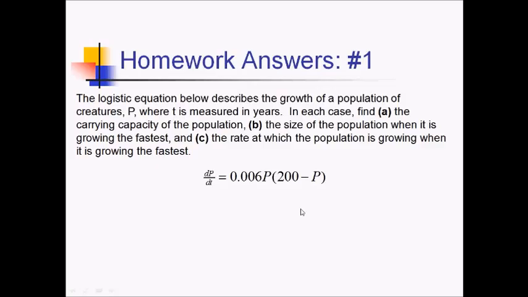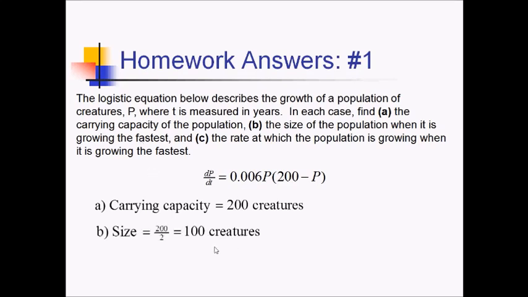For this first problem, we're given this logistic differential equation describing the growth of a population of creatures, and we want to know, among other things, the carrying capacity and some other things that we'll get to later. So our carrying capacity, since this is already in kP(M − P) form, is just going to be this M value of 200. And then for the size of the population when it's growing the fastest, that's always half the carrying capacity. So that's going to be half of 200, which is 100 creatures.